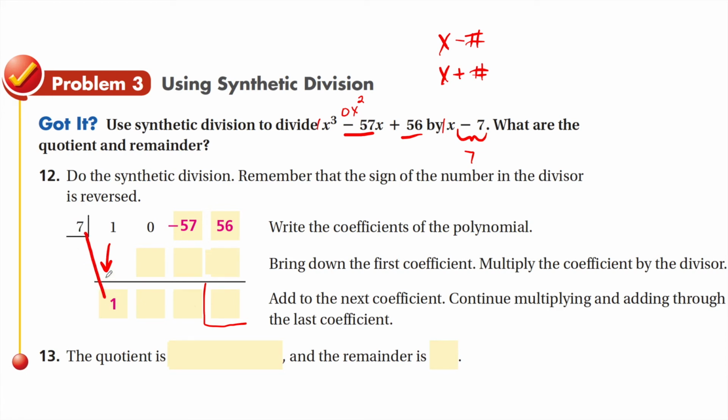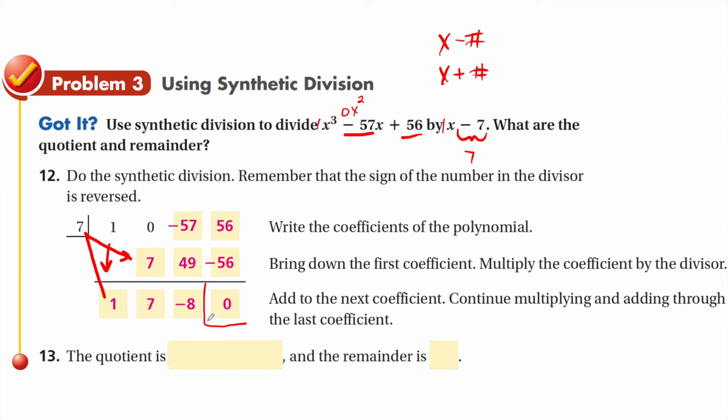So 1 times 7 gives you a 7, and you place it in that next box. So we have 0 plus 7, or add straight down, and you get a positive 7 once again. 7 times 7, or multiply across, gives you a 49. Add straight down gives you negative 57 plus 49, which is a negative 8. Multiply across, negative 8 times 7 is a negative 56. And 56 plus a negative 56, or 56 minus 56, gives us a 0.